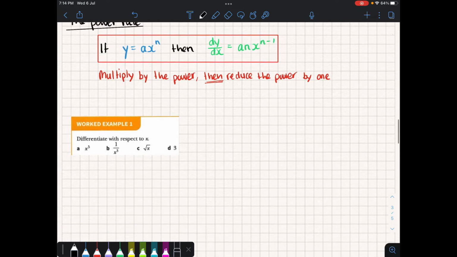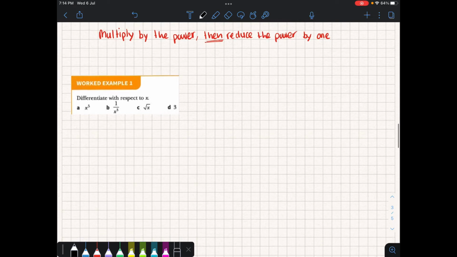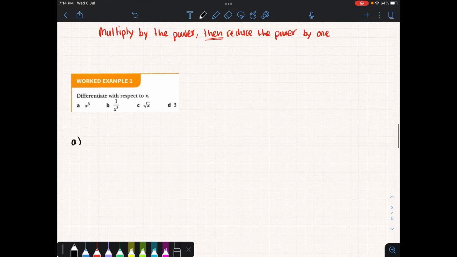So let's do these examples to remind ourselves what the power rule is. Here we have part A, and we want to differentiate with respect to x. These are expressions, they're not equations. So we want d by dx, the derivative with respect to x, of x to the power of 5. We have x to the power of 5, so we're going to use the power rule. We're going to multiply by the power, and then we're going to reduce the power by 1. And there's our derivative.